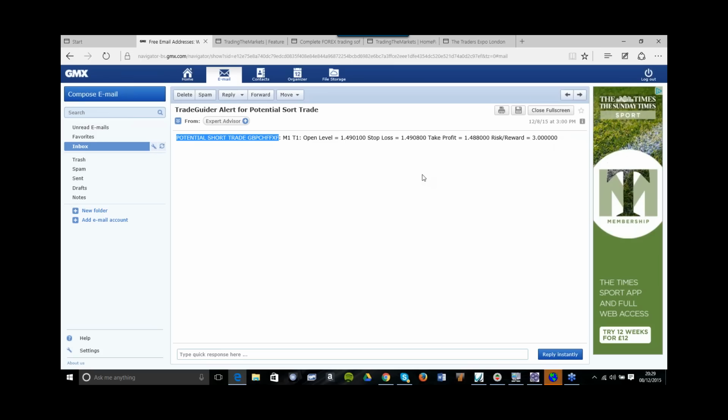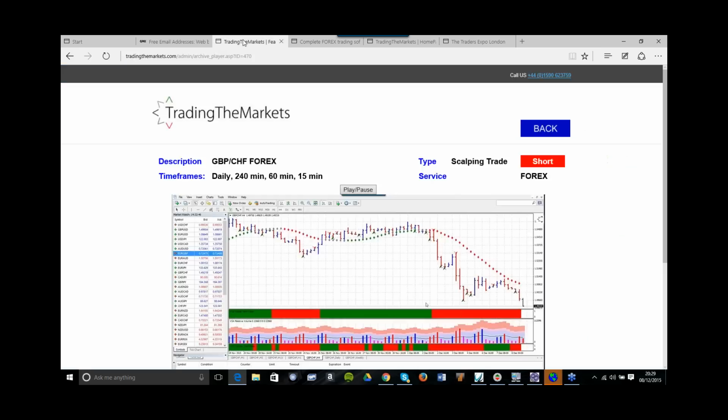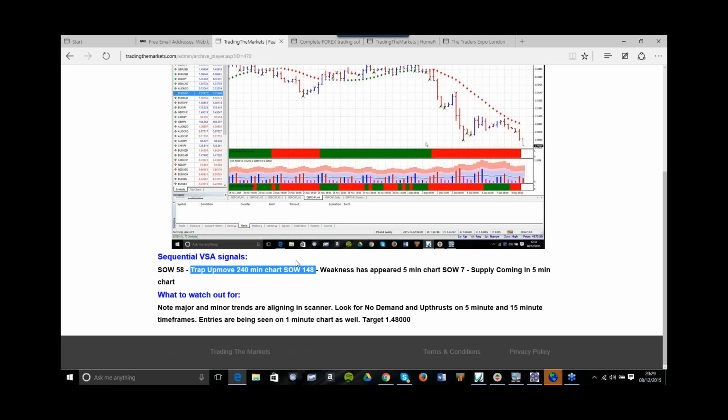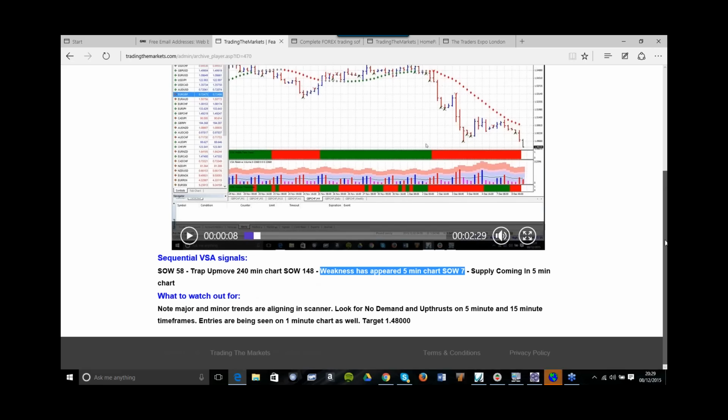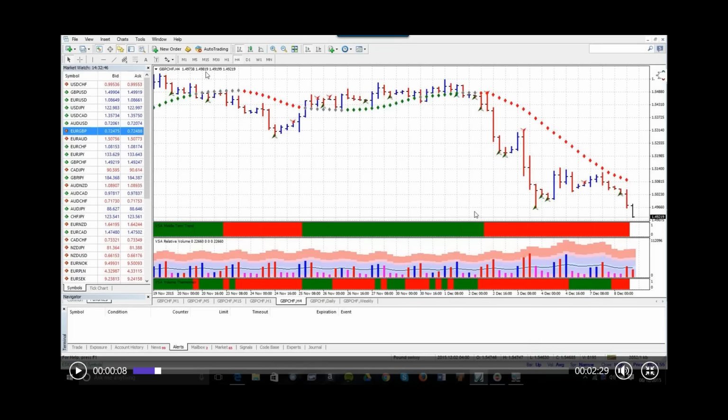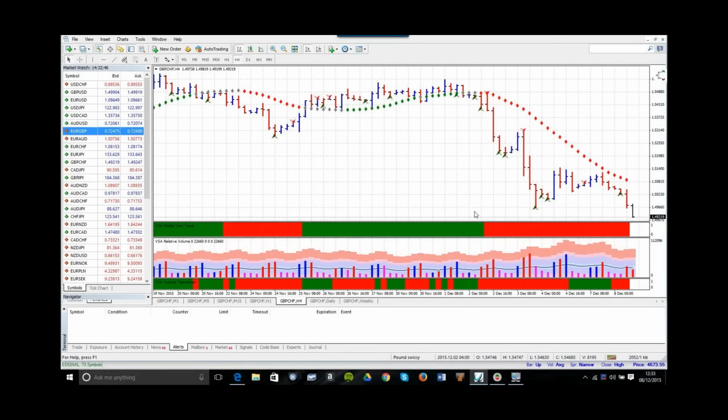Second thing, I then decided it was time to issue an alert in the Trading the Markets website. What I said to look for is you've got the trap up move, you've got weakness on the 5-minute chart and supply coming in on the 5-minute chart. Now this here was again on this instrument that we're looking at right now. If we highlight this, you can see it's the British pound versus the Swiss franc. That was sent out several hours ago, as many of you have already received that alert.